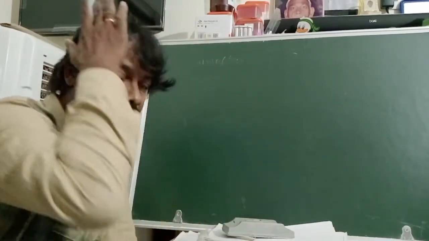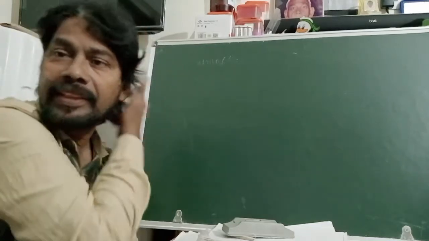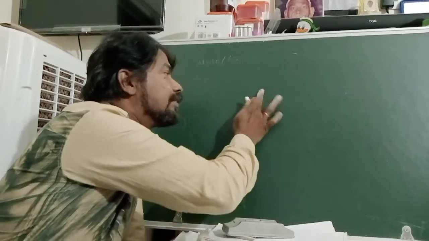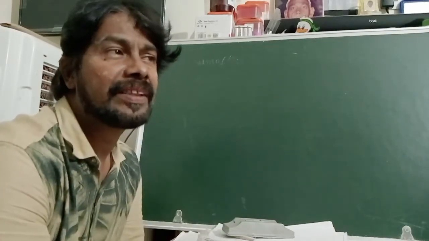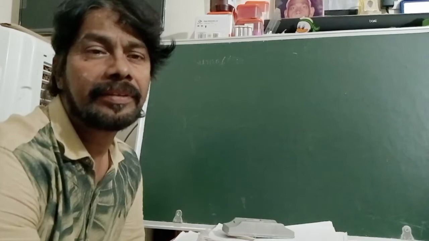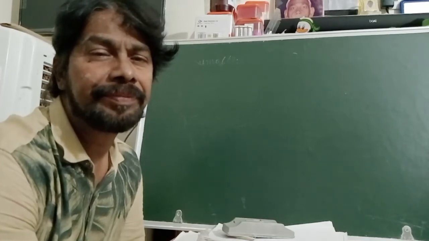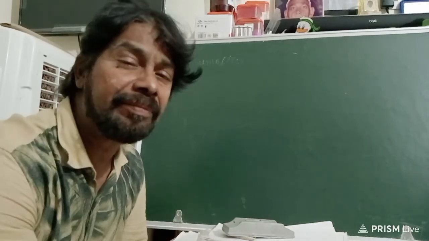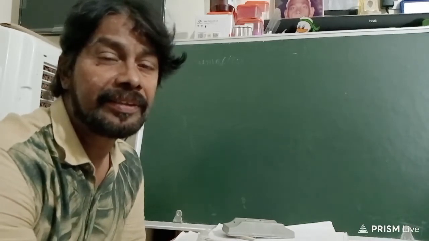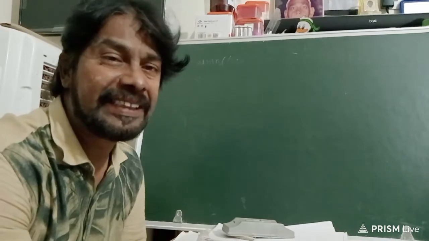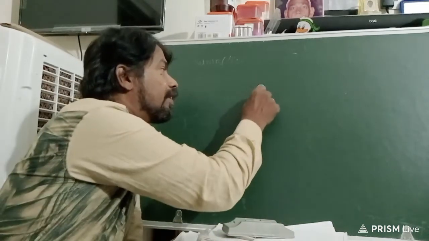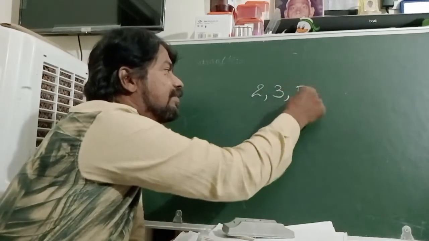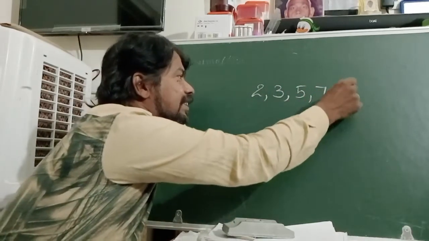So, we have seen here. First, 1 is not a prime number, nor is it a composite number. 1 is neither prime nor composite. So the least prime number is 2. The next prime number is 3. Next is 5. Next is 7. Next is 11.